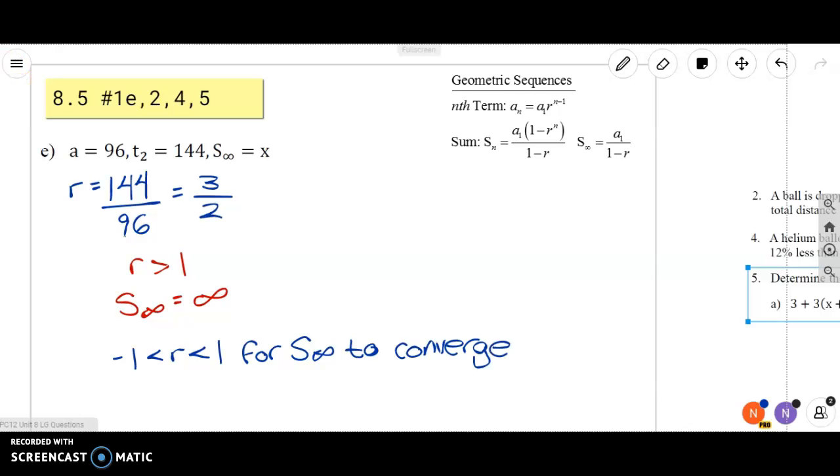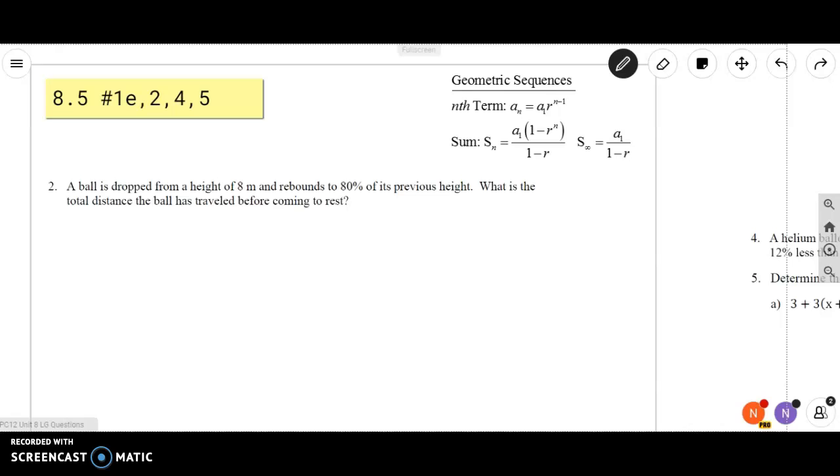Let's go ahead and look at the next one. This problem is going to come with a fun diagram. So we've got a ball, it's dropped from a height of 8 meters, so it's bouncing down to the ground and bouncing back up to about 80% of its previous height. And then it's going to go down again and bounce up again to 80% of its previous height, and it's going to keep doing that, and you kind of have to assume that it's going to take an infinite number of bounces until it eventually stops and comes to rest.